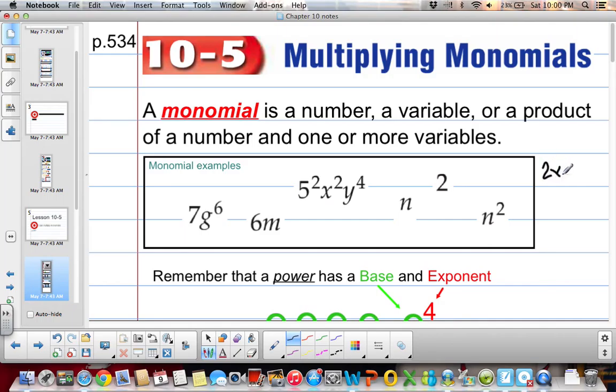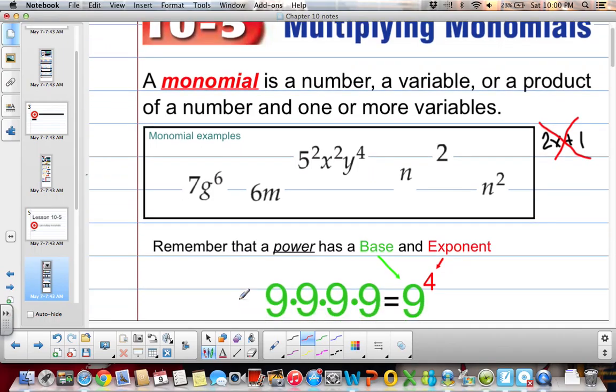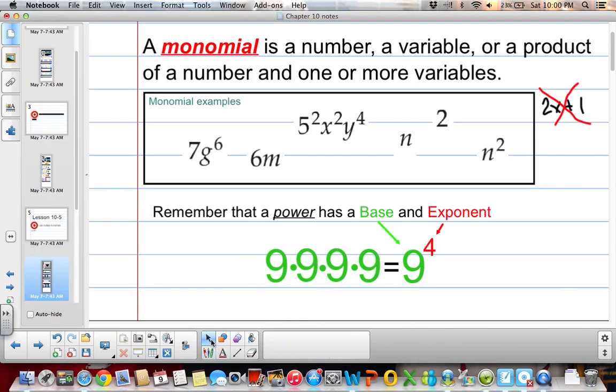So if we had like 2x plus 1, that is a binomial. That's not a monomial. So that's an example of not. So notice how there's two terms here separated by an addition sign. So when I say one term, it just means one batch of numbers, variables, exponents, whatever, but it's all together in one term.